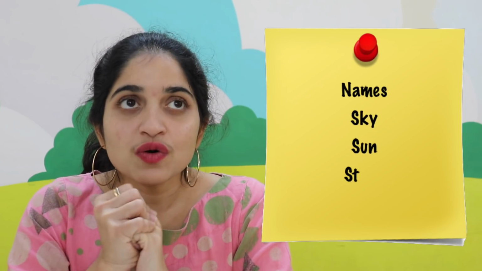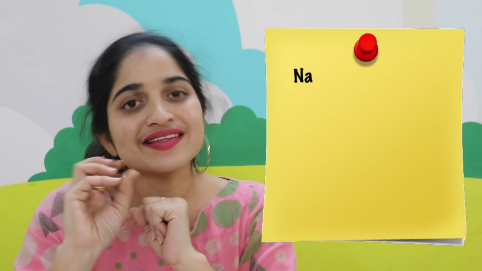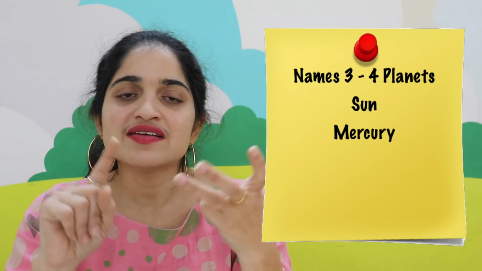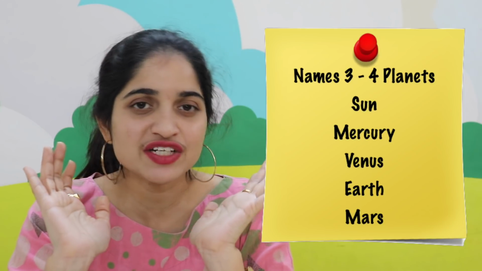The child should know the sun, star, moon, and they also should know at least 3 to 4 planet names like Mercury, Venus, Earth, Mars. This much should be fine for a junior KG student.